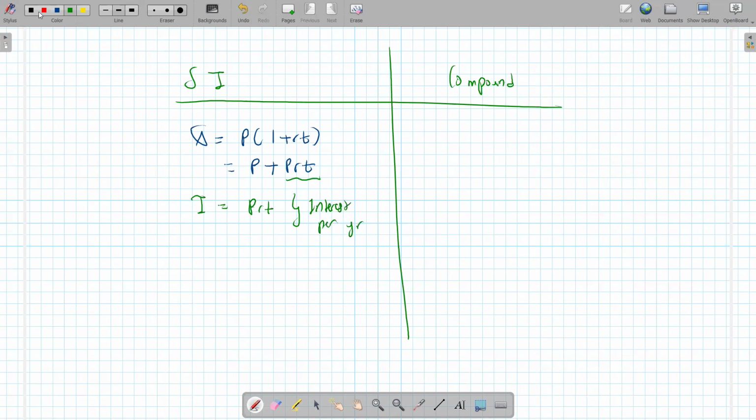And is it going to be the same or is it going to change, the interest for simple? It's not going to change. It's going to be a constant.